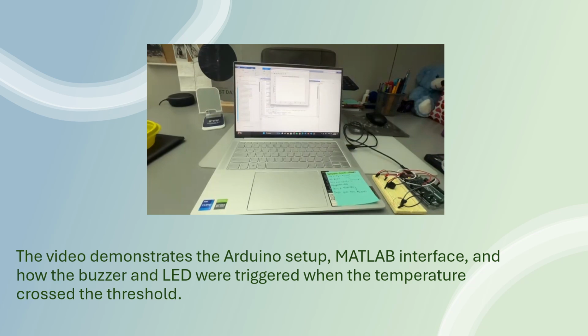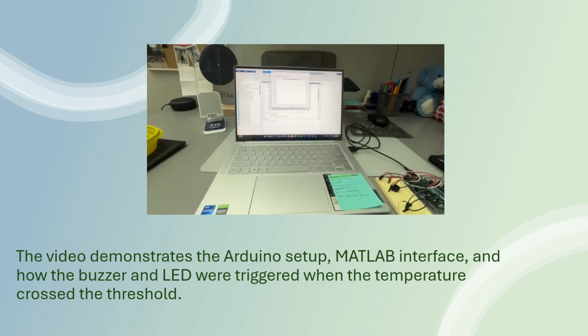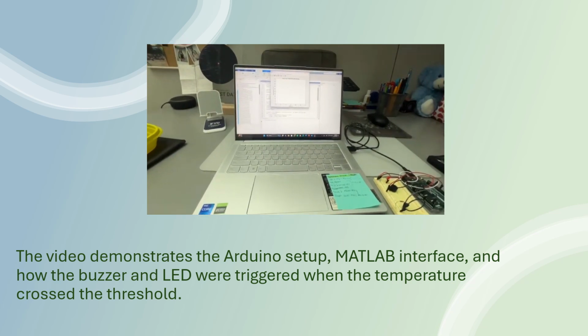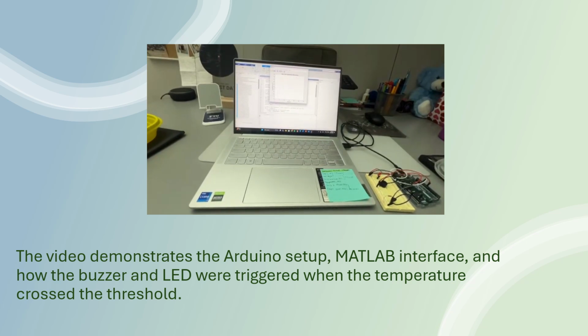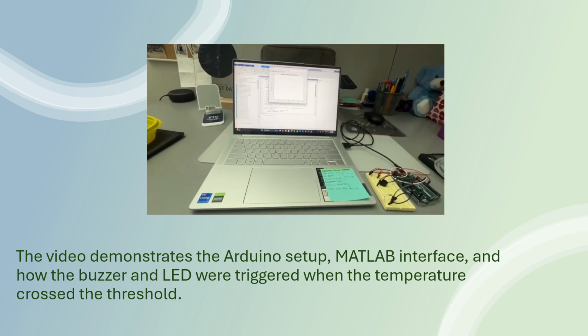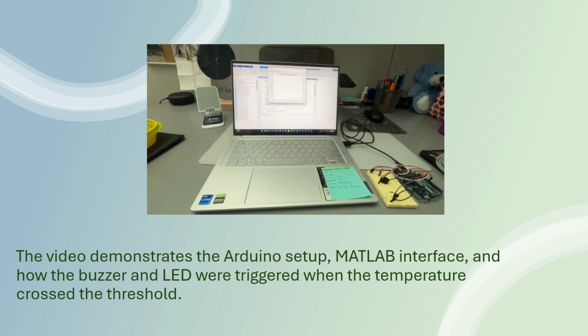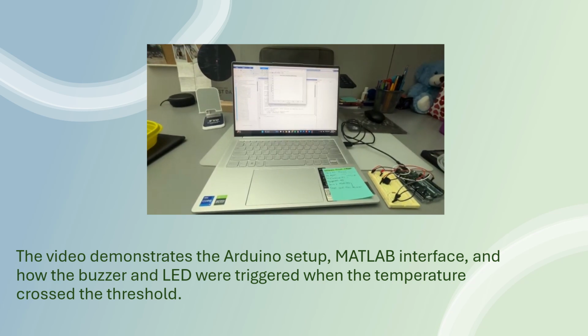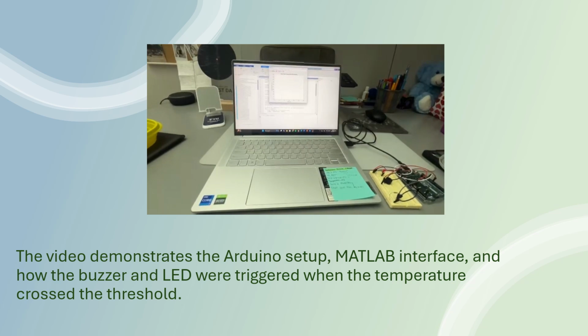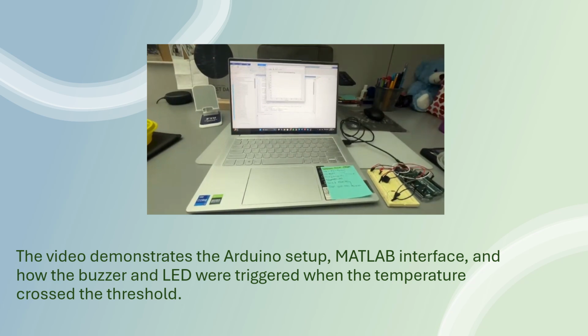Now, let's take a look at the video we recorded of our experiment in action. In this video, you can see the Arduino setup along with the temperature sensor, LED, and buzzer. As the temperature increases and reaches the threshold, the LED lights up and the buzzer goes off. This video demonstrates how our system successfully monitored temperature and triggered the outputs when the threshold was met.